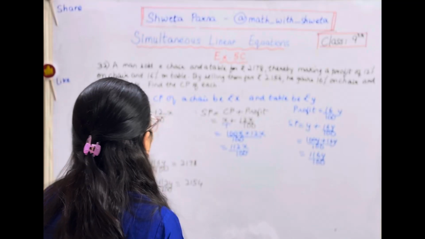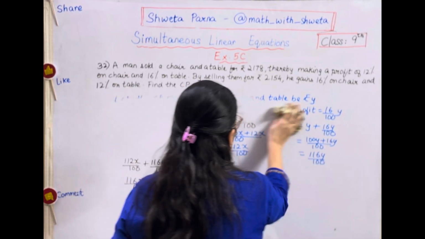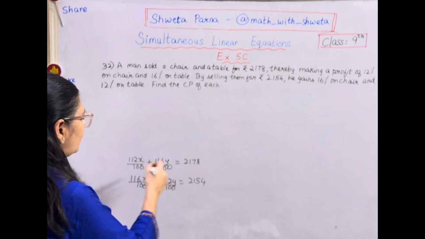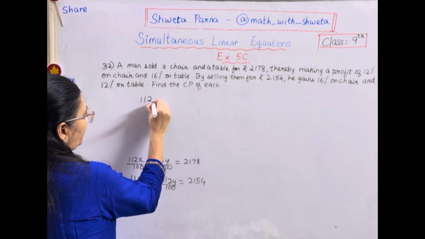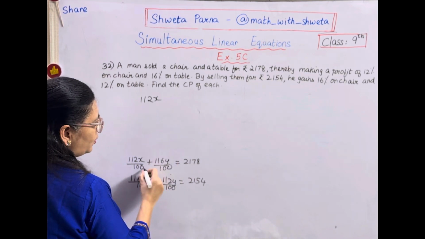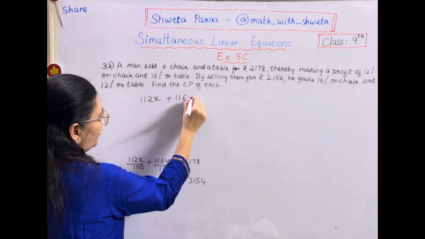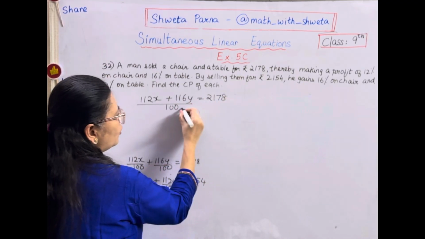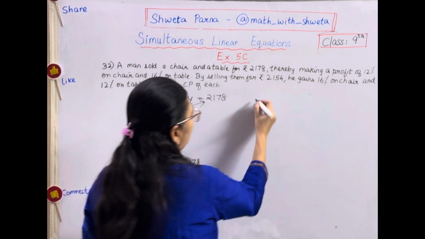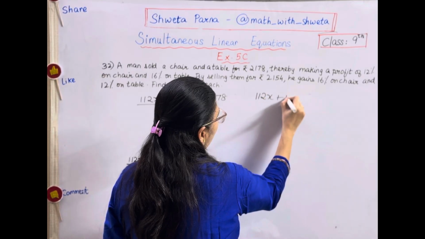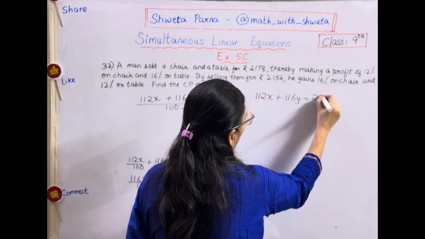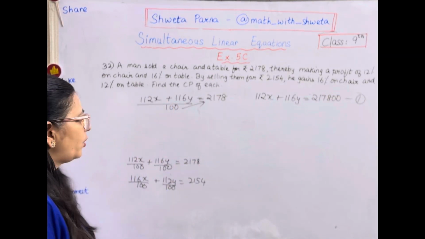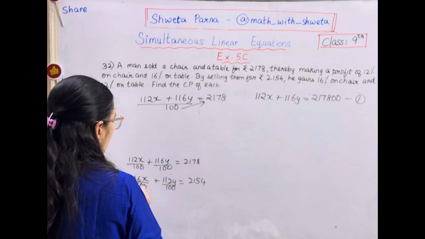Come on, let's do it. I'll erase this much. Go step by step, understand the question, then you will find it easier. So let's solve this, children. 112x. Now both are over 100. So this 100 plus 116y, the whole upon 100 is equal to 2178. So this 100 will go to the other side. So 112x plus 116y is equal to 217800. This is your first equation.